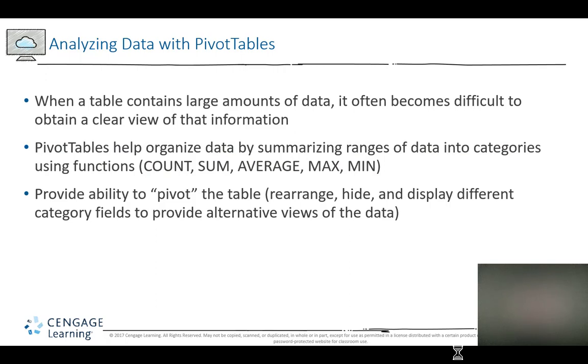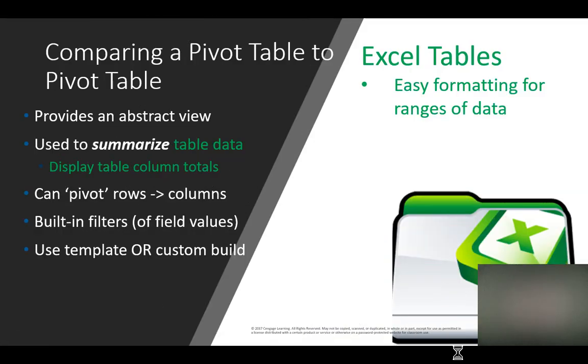max, or the min for the columns. It can provide the ability to pivot the table, which means we can rearrange, hide, and display different category fields to provide alternative views of the data. So these are both called tables, so let's make a comparison here so we understand that the pivot table is meant to provide a big picture view.